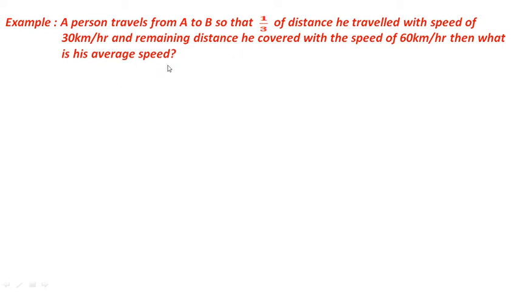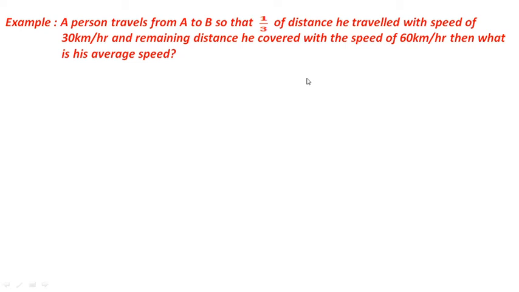Here also you are supposed to calculate the average speed, but in this case the distance is not a constant. Why? Because 1/3 of the distance he covered with a speed of 30 km per hour and you are supposed to calculate the remaining distance. The remaining distance he covered with a speed of 60 km per hour. So it is a little bit different.